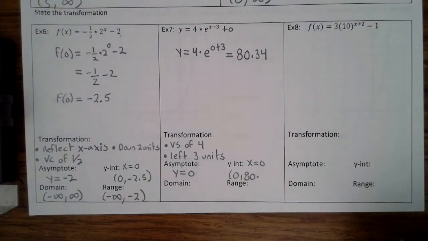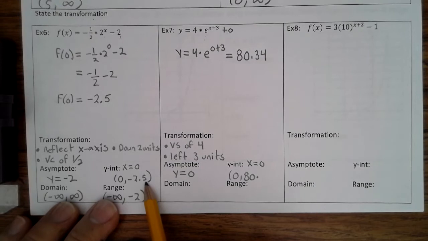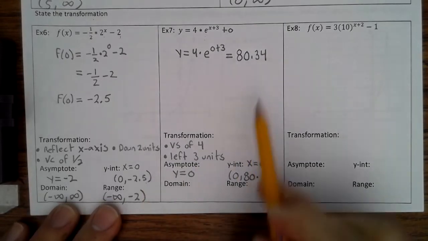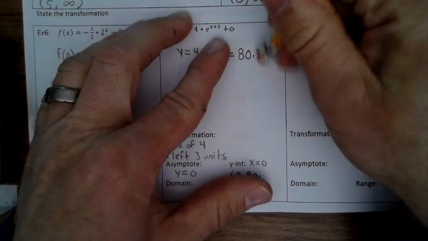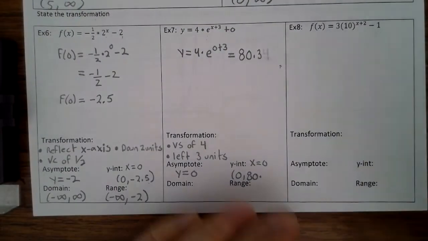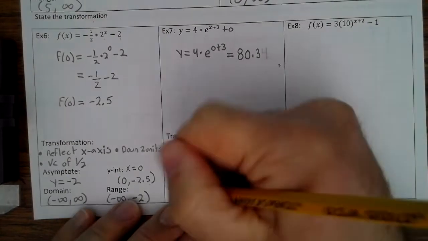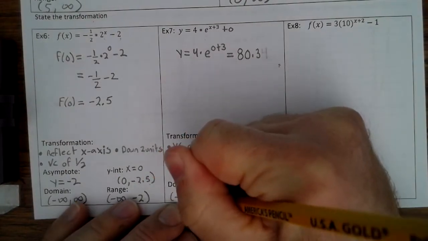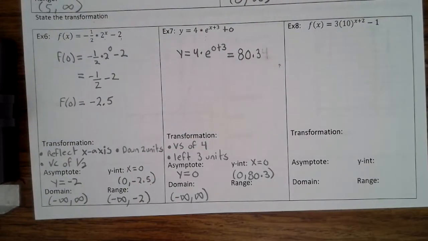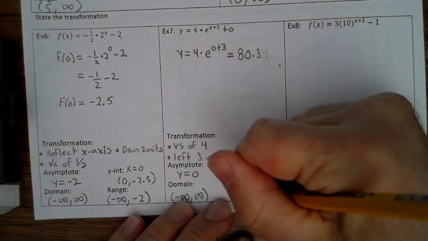So your y-intercept is (0, 80.). And really, I like to be consistent. And since I'm rounding one decimal place here, let's round one decimal place here. So let's just say 80.3. Okay. The domain is negative infinity to positive infinity. And the range is 0 to infinity.